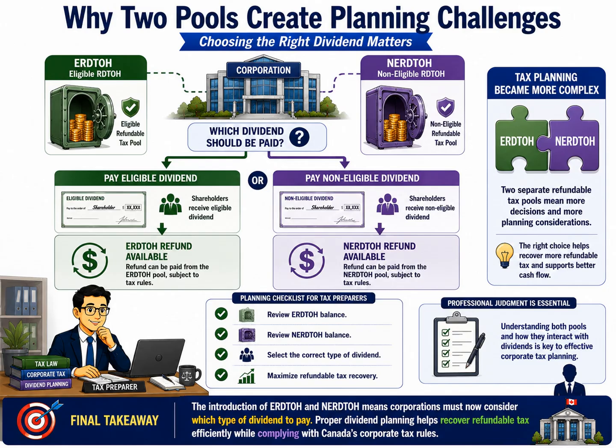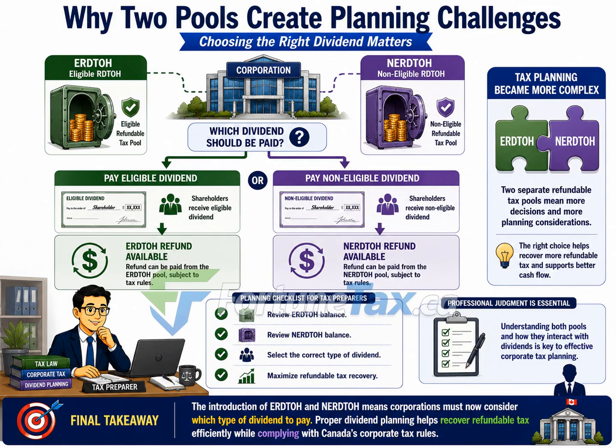However, software only performs calculations. Professional judgment is still required to decide which dividend strategy best fits the corporation's circumstances. That is why understanding the concepts behind ERDTOH and NERDTOH is so important. The software may calculate the numbers, but the tax preparer is responsible for interpreting those numbers and making informed planning recommendations. The key takeaway from this slide is simple.